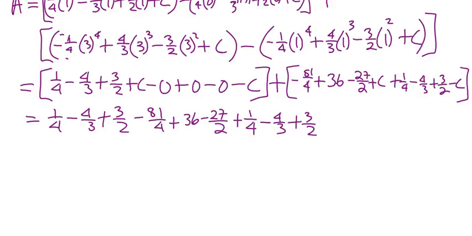All right, let's deal with the halves. 3/2 plus 3/2 is 6/2, which is 3. So that's just a number. Then we've got a 36, or we could do 6/2 minus 27/2. Well, wait. 1/4 plus 1/4 is 1/2.